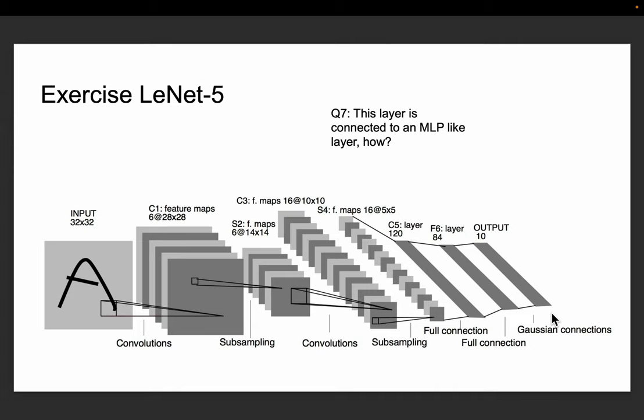Why do we have 10 neurons in the final layer? What kind of problem were we trying to solve here? It was a digit classification problem, so therefore we'll have 10 neurons in the output. We don't need to think about what a Gaussian connection is, etc. You just think of cross entropy loss being applied finally. Is everyone clear on the architecture?